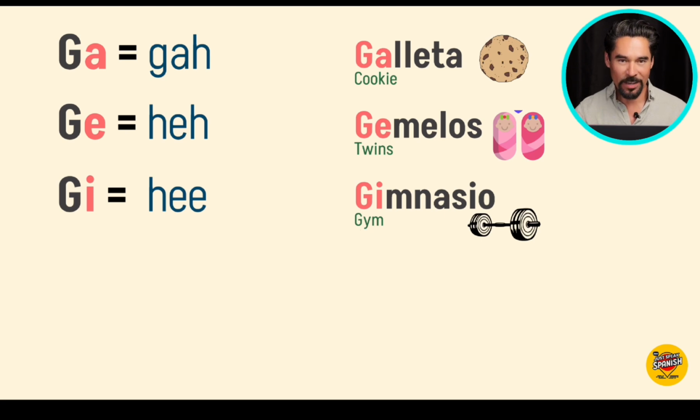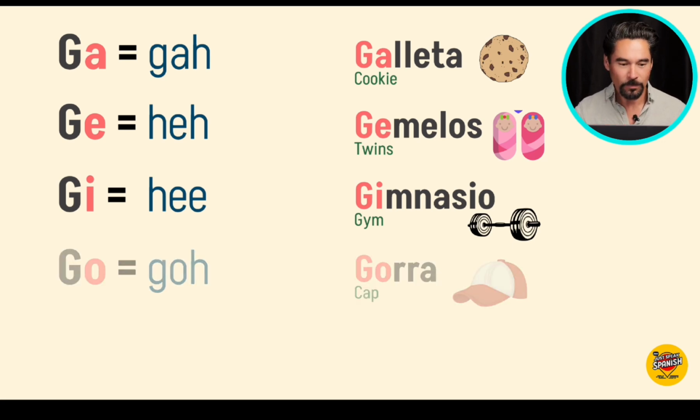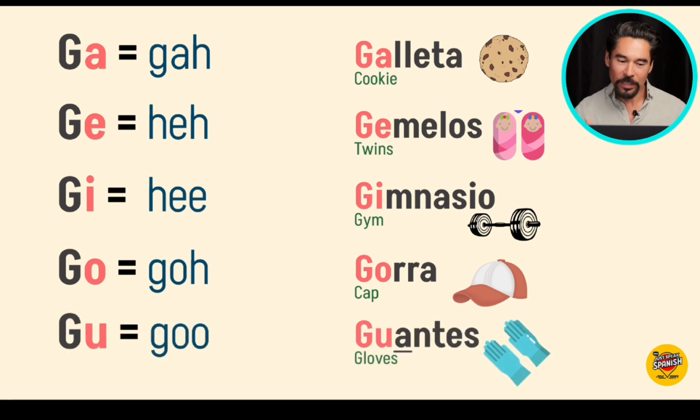Gimnasio. Okay? So you see the G and the E and the G and the I have changed to H sounds. Next we go to G-O. This is go, just like in English, go. And we have the word gorra, gorra, for cap.